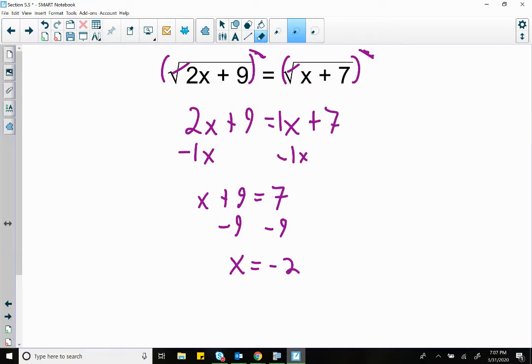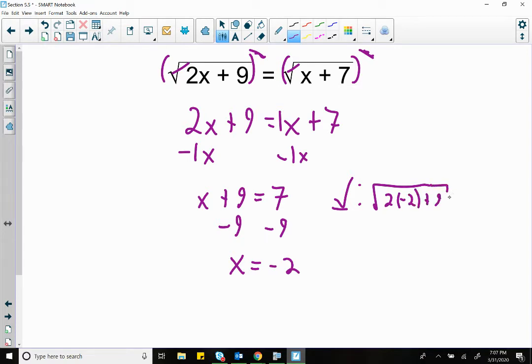So is this the answer? Well, we've got to check it. So we plug it in. Square root of 2 times negative 2 plus 9. Does that equal the square root of negative 2 plus 7? Well, 2 times negative 2, that's a negative 4 plus 9. And this side still is the same, negative 2 plus 7.